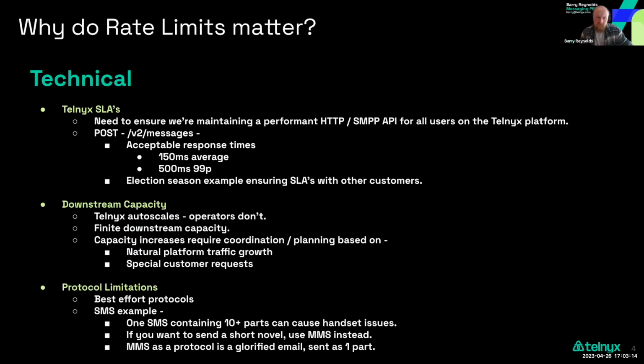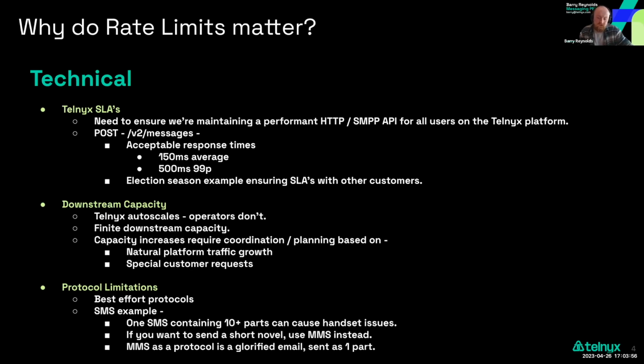we have the Telnyx HTTP/SMTP APIs and the SLAs that come with them. So we need to ensure as a platform that we're maintaining a performing API for all users availing of our services. Here are some examples of acceptable performance under extended periods of heavy load, such as the last election season that we just went through. It's really important to us that under significant load due to certain users or certain days which may warrant more traffic, no user is impacted with their day-to-day operations.